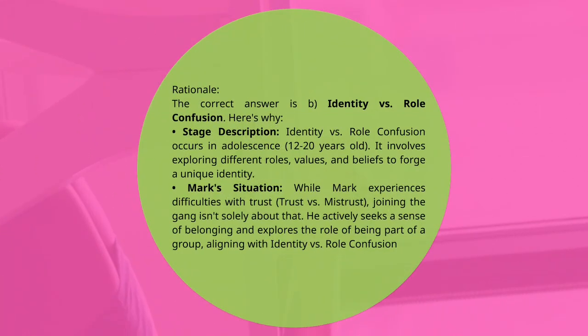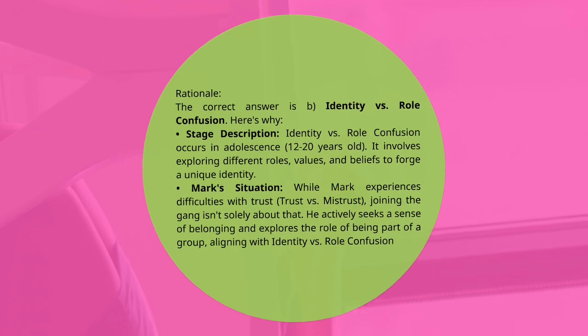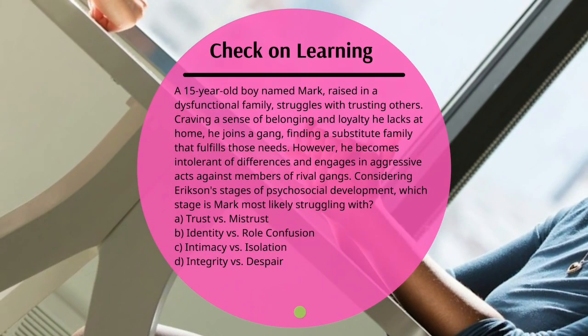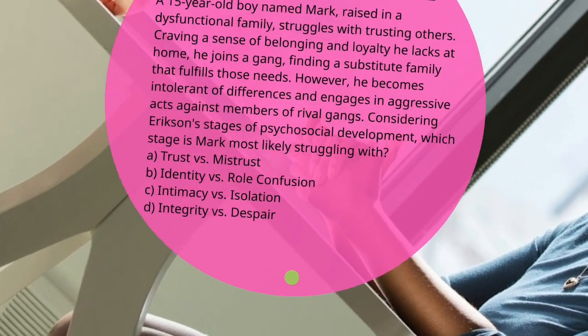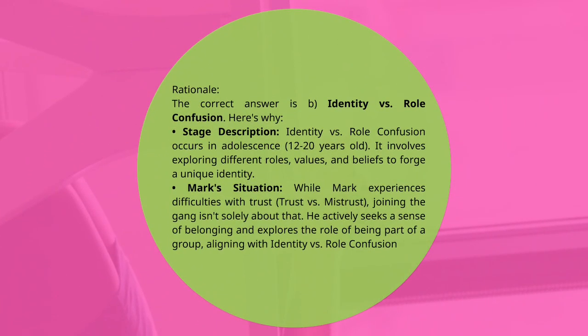So the answer here is identity versus role confusion. And here's why. The stage description identifies identity versus role confusion in adolescents, 15 to 20 years old. And what age was Mark? He was 15 years old, right? So right there, you could get this question right by knowing the age. So 15 to 20 years old. It involves exploring different roles, values, and beliefs to forge a unique identity.